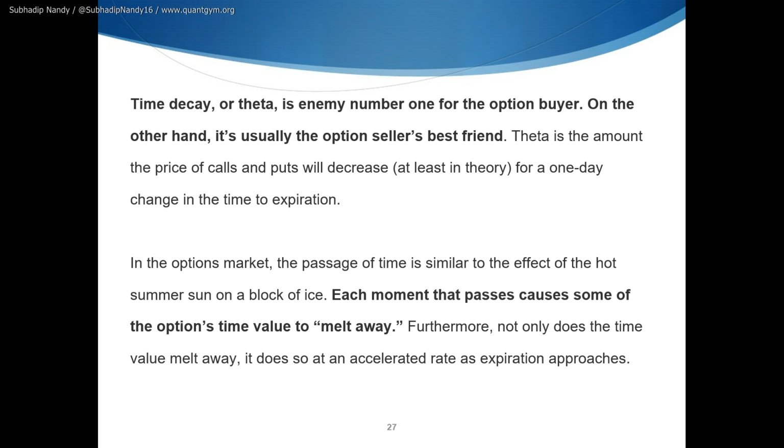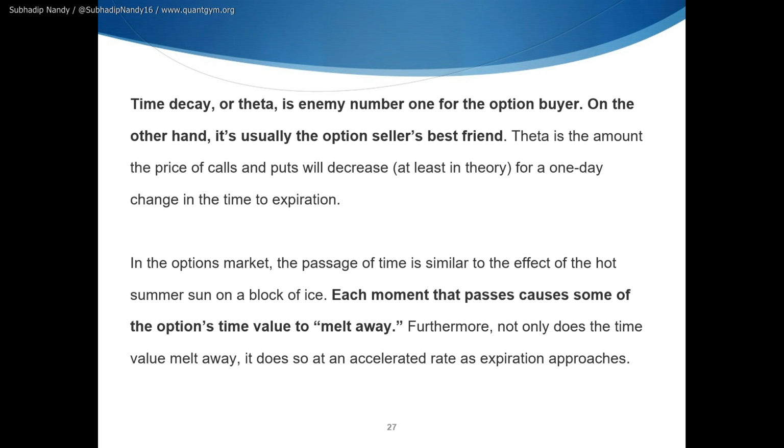We know this. Theta is the amount the price of calls and puts will decrease, at least in theory, for a one-day change in the time to expiration. In the options market, the passage of time is similar to the effect of a hot summer sun on a block of ice. Each moment that passes causes some of the option's time value to melt away.